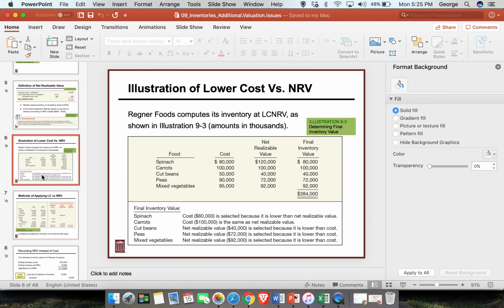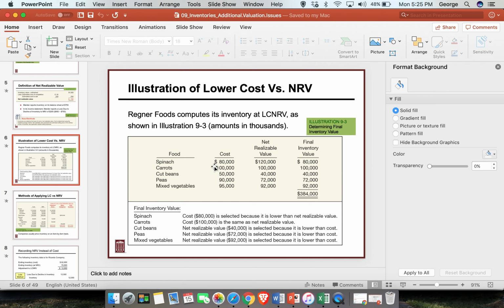All right, here's an illustration of lower of cost versus net realizable value. Normally when we do this, a net realizable value approach will look at each individual item. Companies will compare cost and NRV on each individual item. Now, you don't have to do it that way. You can do it on a composite of items, or you can do it on all your items. We'll see that in a minute.